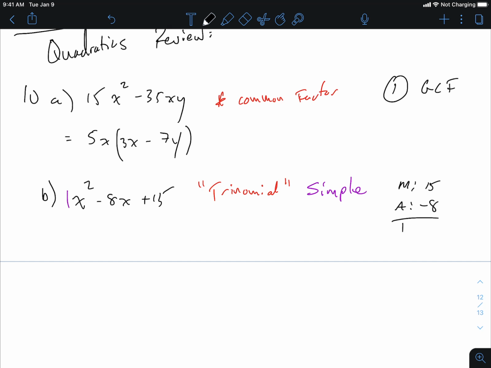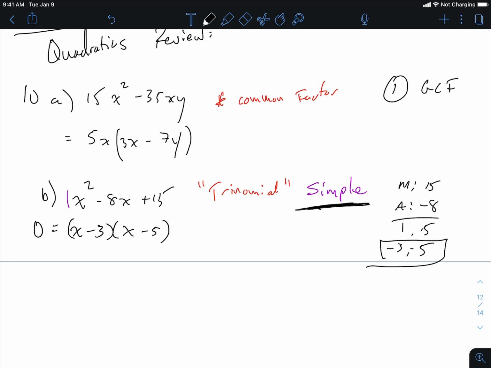What do you think? We'll start at 1, 15, nope, 3 and 5. That looks like it might work. What if I made them both negative? That looks like it works. So with a simple trinomial, as soon as you arrive at these two numbers, I go x minus 3, x minus 5 equals. Just as a precursor, if this question said solve by factoring, then I could go 0 equals x minus 3, and 0 equals x minus 5, x equals 3, x equals 5. So there you have your two x-intercepts.